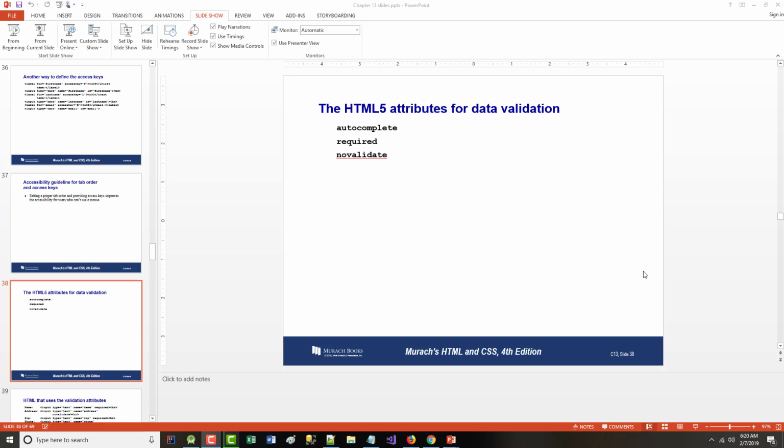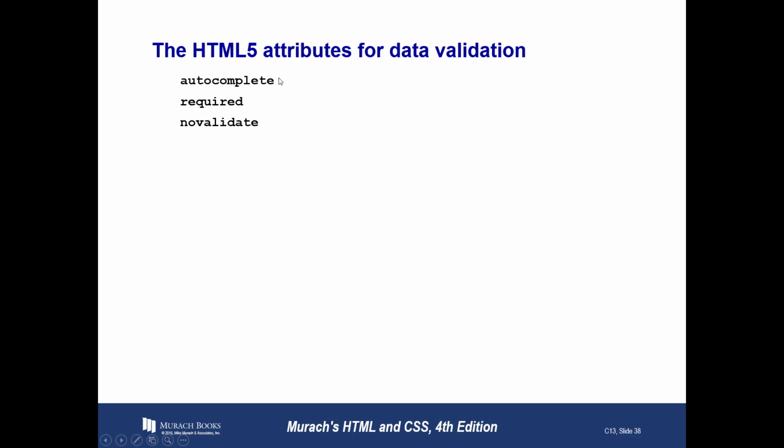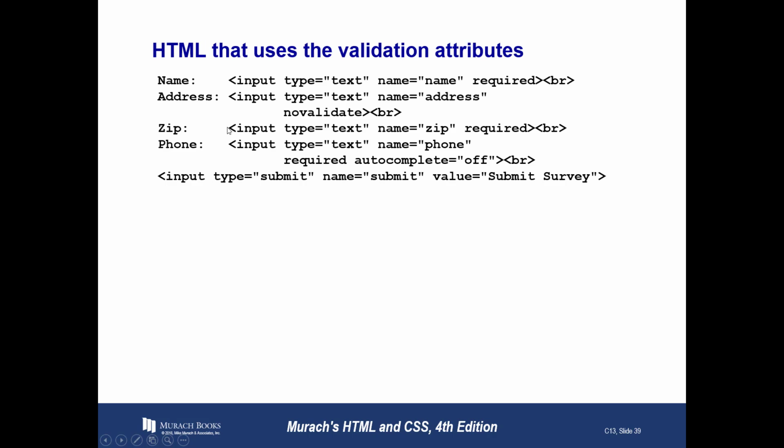I've been coming at you with a series of video presentations for the Murach HTML5 and CSS3 4th edition textbook based on their PowerPoints. This textbook is one of two used for the Rankin Technical College AWD, or Application Web Development 1000 Web Development Technologies class. I'm in the middle of Chapter 13 here, and we're about to talk about some HTML5 attributes for data validation: autocomplete, required, and novalidate.